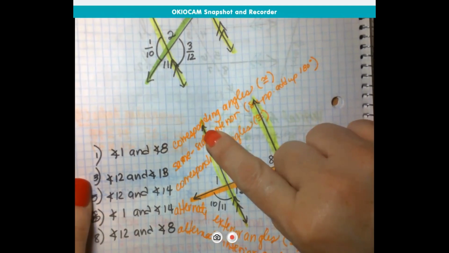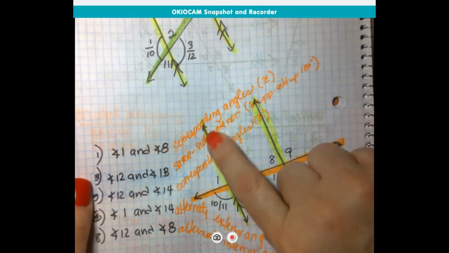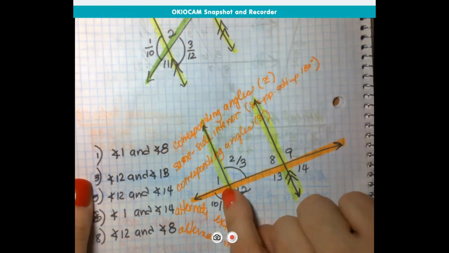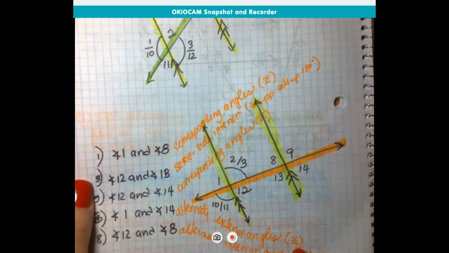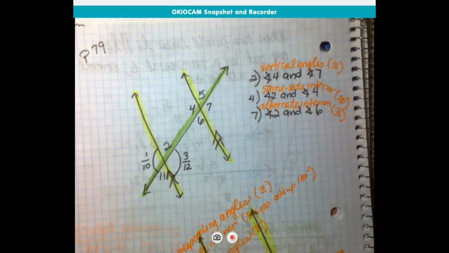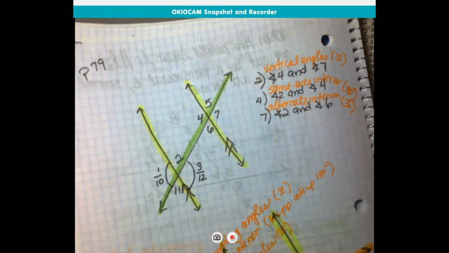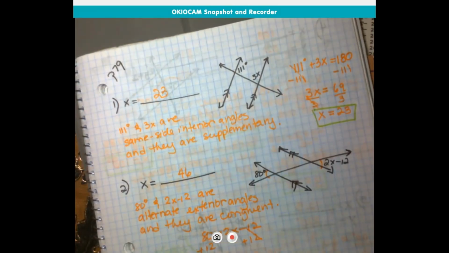And then when they say justify, this is what it means. You need to justify. See? Corresponding angles congruent, same side interiors supplementary. Corresponding angles congruent, alternate exteriors congruent, alternate interiors congruent. See? So you need to justify vertical angles congruent. Same side interiors add to 180. So you need to be able to justify in your homework.